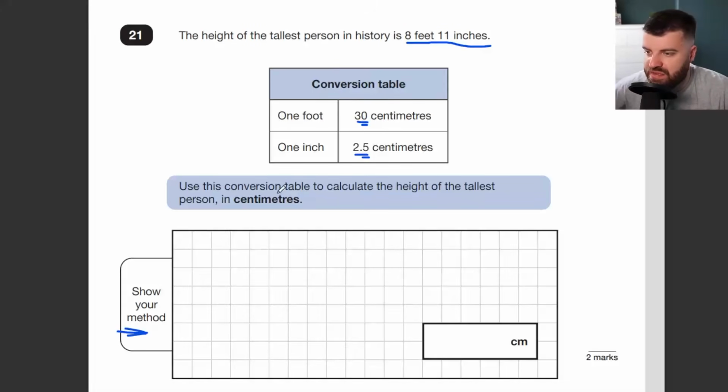So 8 feet. 1 foot is 30. So for 8 feet, we need to do 8 multiplied by 30. 8 times 3 is 24. Make it 10 times bigger is 240 centimeters. That's already huge. We're still not finished.